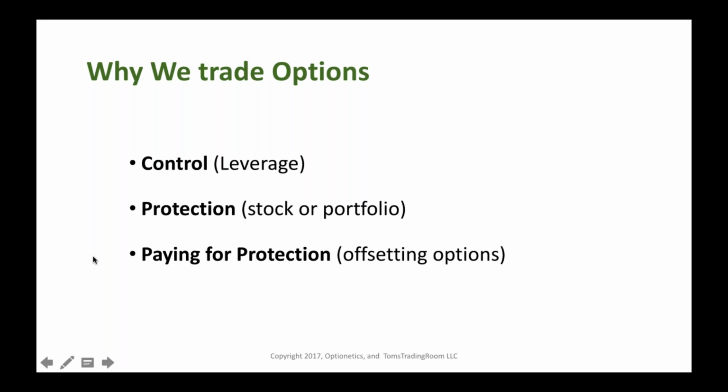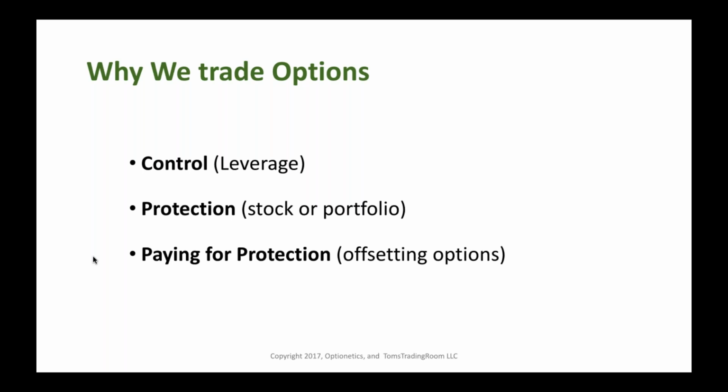All right. So now let's talk about options, and I'm going to spend not that much time on this because all of you in this room should know the simplicities of options. I'm going to summarize them for you. Okay. So why do we trade options? We trade options for control, protection, and also paying for protection. The control is the leverage factor. The protection is protecting against your stock or portfolio, and paying for protection could mean spreads, both directional, diagonal, and delta neutral.